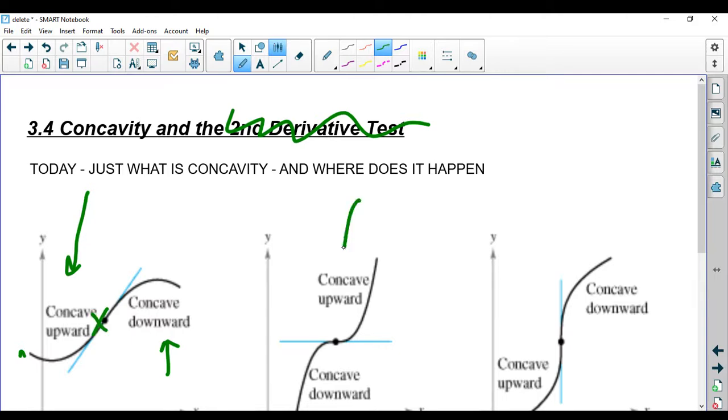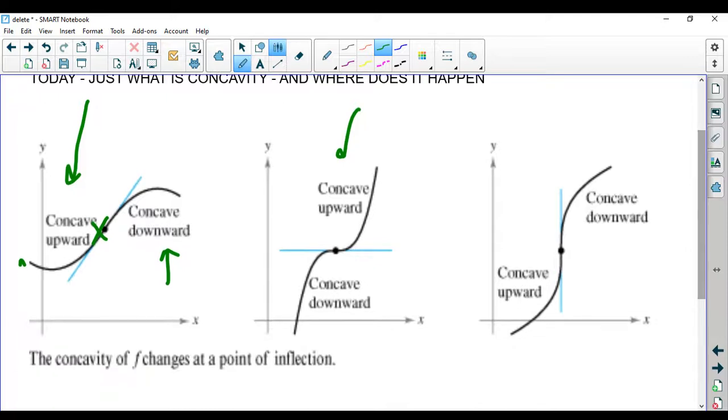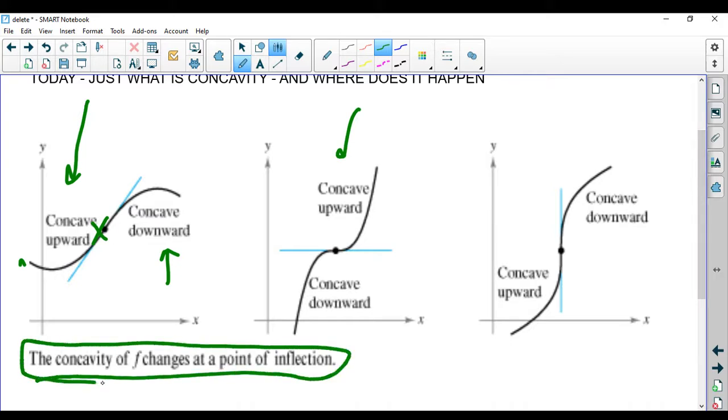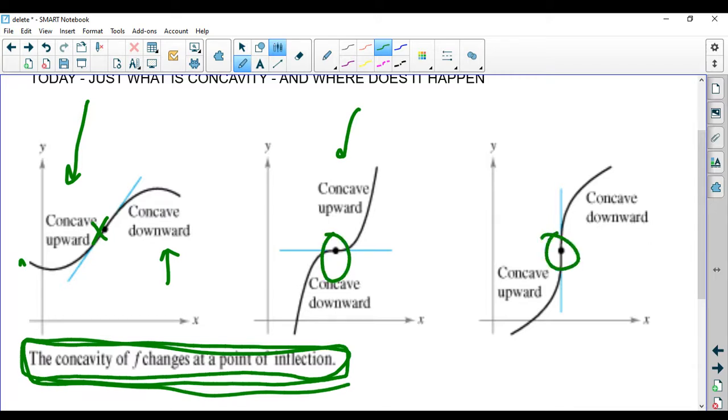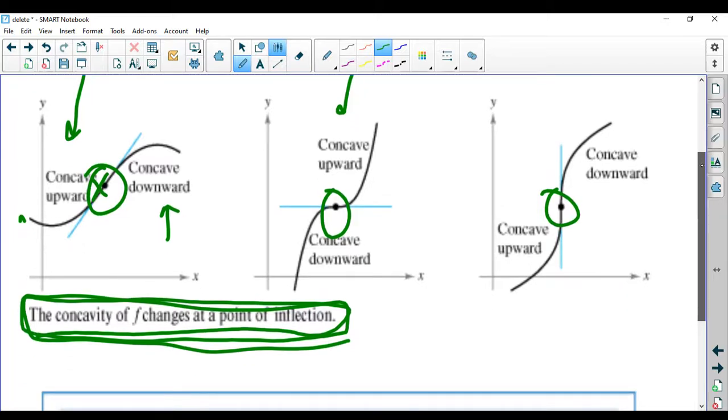And you can look at the other two examples to get a better picture. Now, a graph changes concavity at a point of inflection. That's a huge idea in calculus. The point of inflection, you can see in all of these three graphs, is where it goes from concave up to concave down or vice versa. So that's really hard to find without calculus.